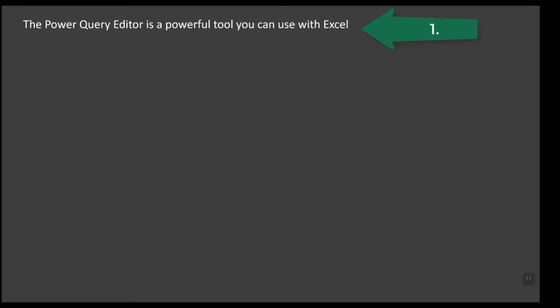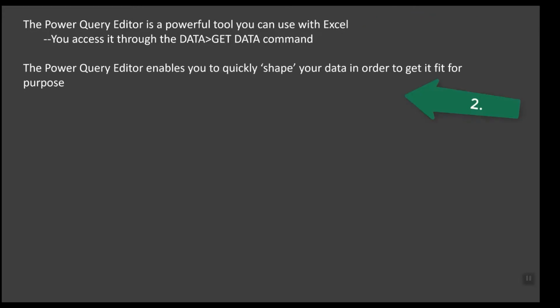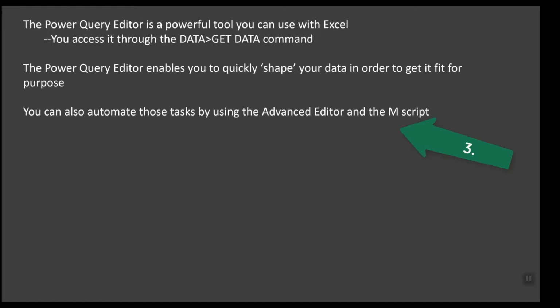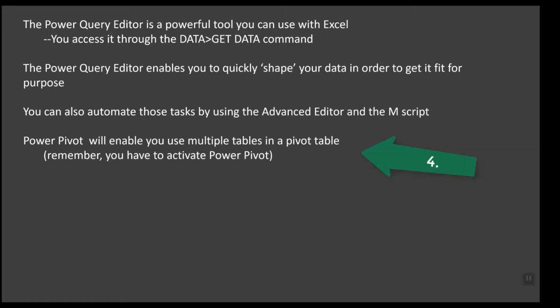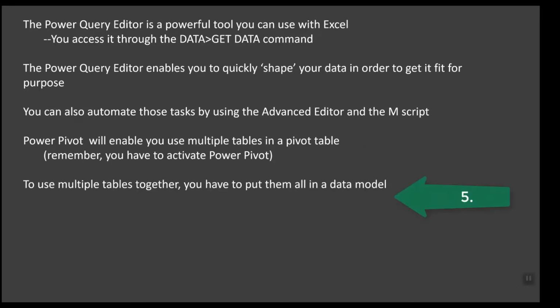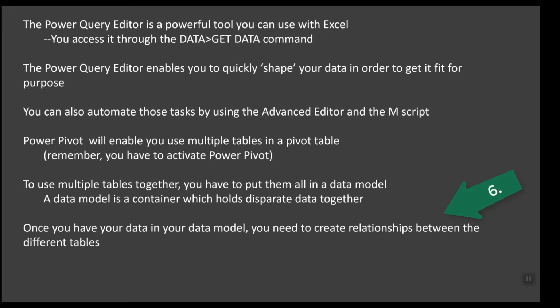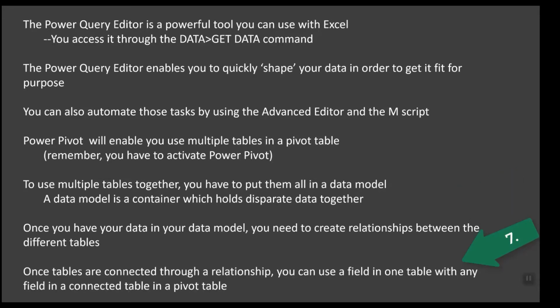First, the Power Query Editor is a powerful tool you can use. You get it through the Data tab, Get Data command. You can quickly shape your data through transformations. You can automate those transformations using the Advanced Editor. It will allow you to combine multiple tables into a pivot table. To use multiple tables together, you have to put them all in a data model, which is a container. Once you have your data in the data model, you need to create relationships. And once you have those relationships, you can use fields from different tables.